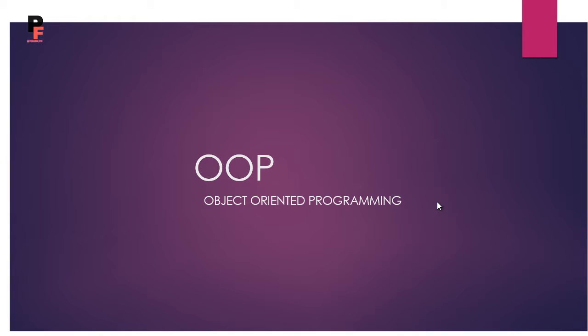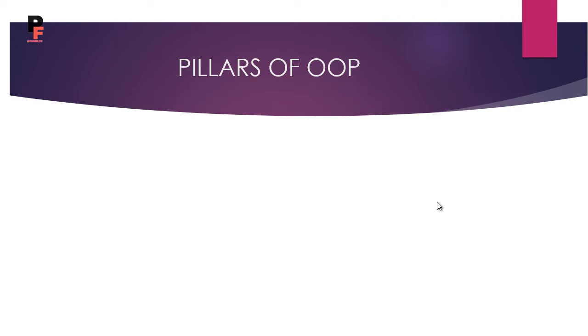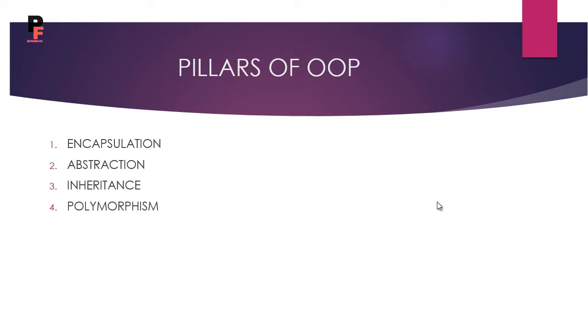So OOP has four pillars. The first pillar of OOP is encapsulation, the second pillar is abstraction, the third pillar is inheritance, and the fourth pillar of OOP is polymorphism.